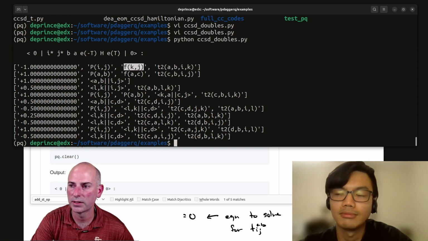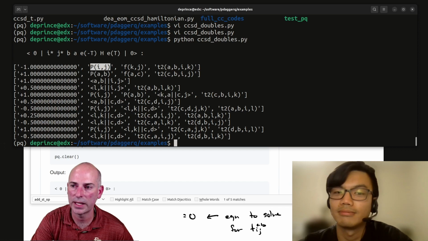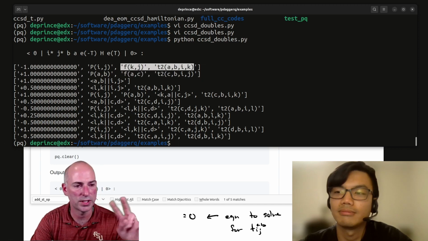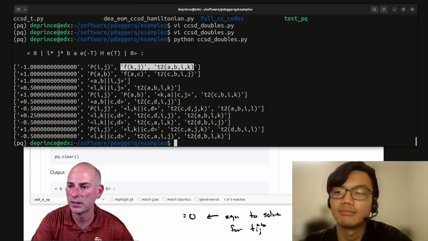So you have here, there's an element of the Fock matrix and an element of the T2 cluster operator. And we use Einstein notation, so repeated indices are summed. So this K is a summed label. And then this P represents an anti-symmetrizer. So there's actually 2 terms here. One that looks like this, and another where you switch the I and J and have a minus sign.